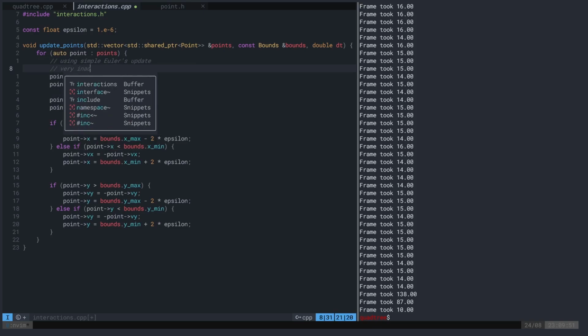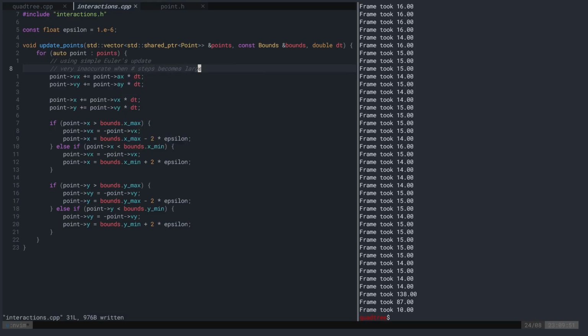Very inaccurate when the number of time steps becomes large. So we basically accumulate error each time we do this update, which deviates more and more from the true physics solution if we did an actual accurate integration. So for now, this is fine. But if in the future we come back and revisit new numerical integration schemes, we can update this as we want.